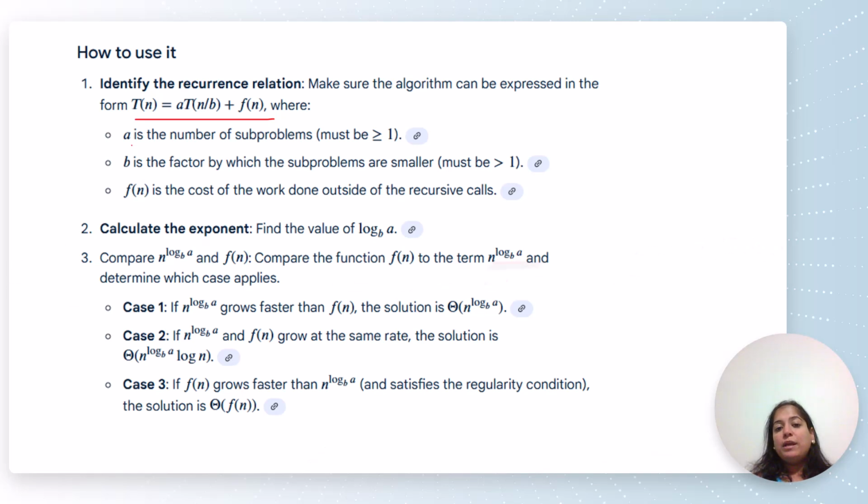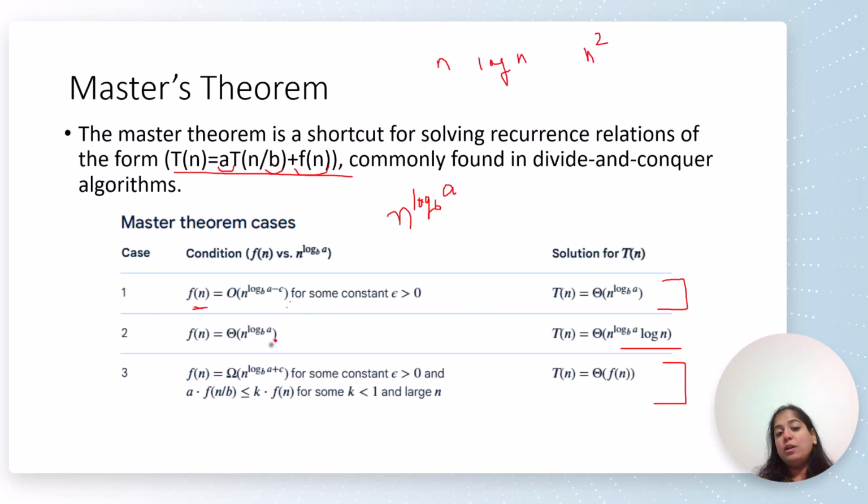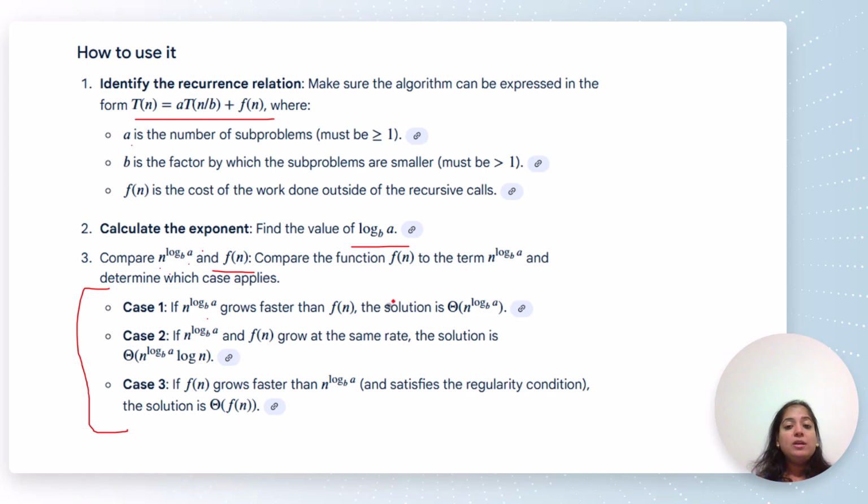So we need to calculate log a base b. We compare n raised to the power log a base b and f(n). We compare the functions, and then based on these three cases, is it equal to this or this, with minus epsilon or plus epsilon, where epsilon is some positive constant. Our solution depends on this one, this or this. Our solution may be either theta of n raised to the power log a base b, or theta of n raised to the power log a base b times log n, or theta of f(n).